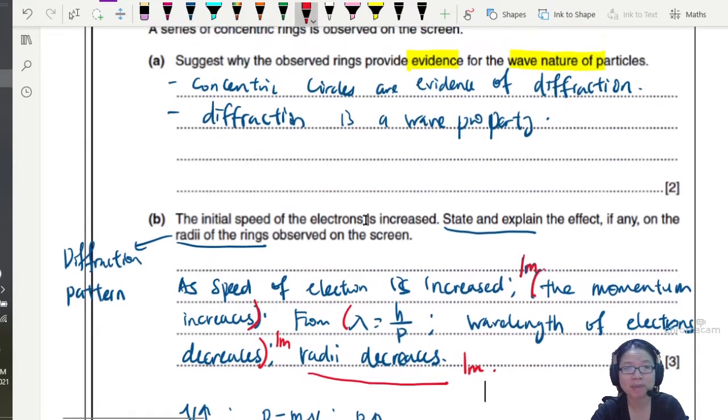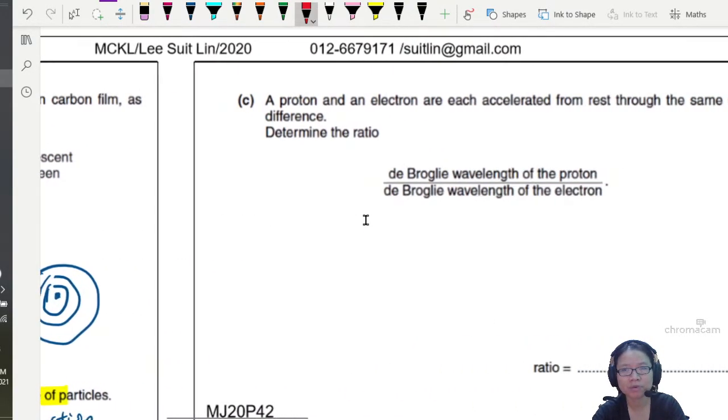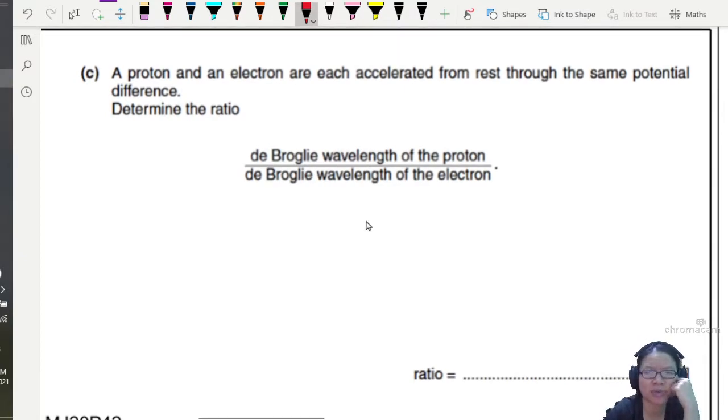All right. So that's question 7, part A and B. Next. A proton and electron are each accelerated from rest through the same potential difference.